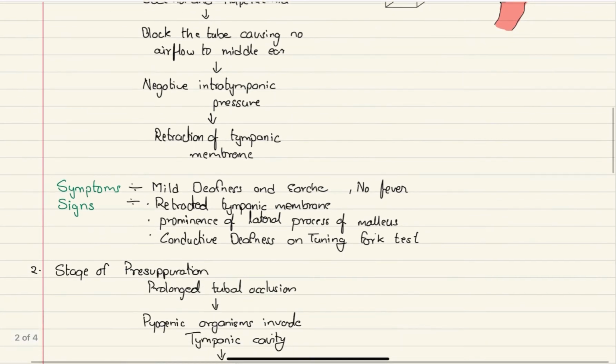The symptoms we can see in this stage are mild deafness. We know the tympanic membrane is responsible for conduction of sound from the external ear to the middle ear, so there will be mild deafness and earache, or pain in the ear. When the tympanic membrane is retracted, some sensory nerve fibers get stretched and this causes pain in the ear. But we don't see any fever in this stage. Signs include a retracted tympanic membrane, prominence of the lateral process of the malleus, and when you do the tuning fork test, there will be conductive deafness.